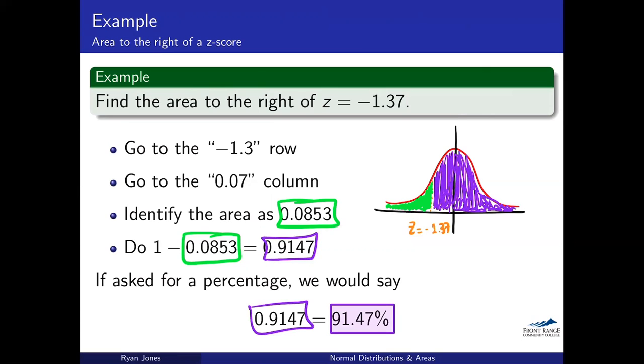Find the area to the right of z equals negative 1.37. We just do 1 minus whatever the z table tells us. And luckily here in this example, we already knew what our z table told us because we did it in the last example. So we've got that there. That's the area to the right of the z-score.